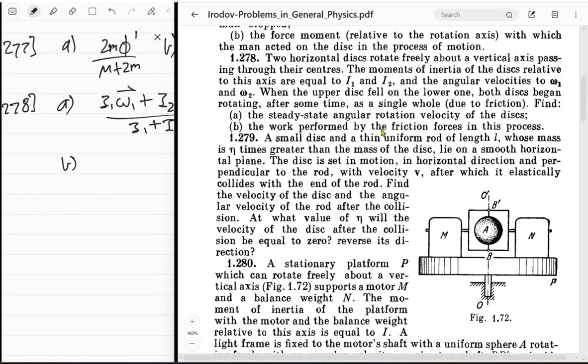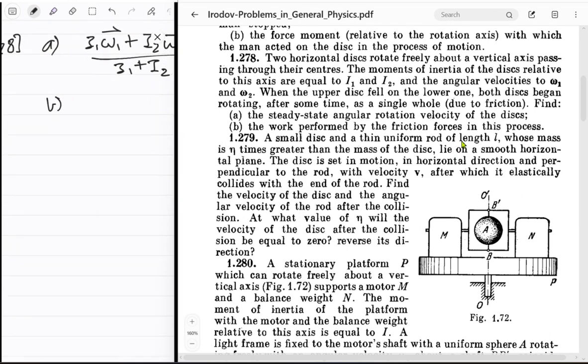The work performed by friction forces in this process. What? Just the heat lost, right? Or you just take the change in kinetic energy, because what else is doing work? Hinge forces, no, and no other work is being done. So just that much, right? So there you go. You got the final L is just I1 omega 1 plus I2 omega 2, that thing squared upon 2 times I1 plus I2, right?